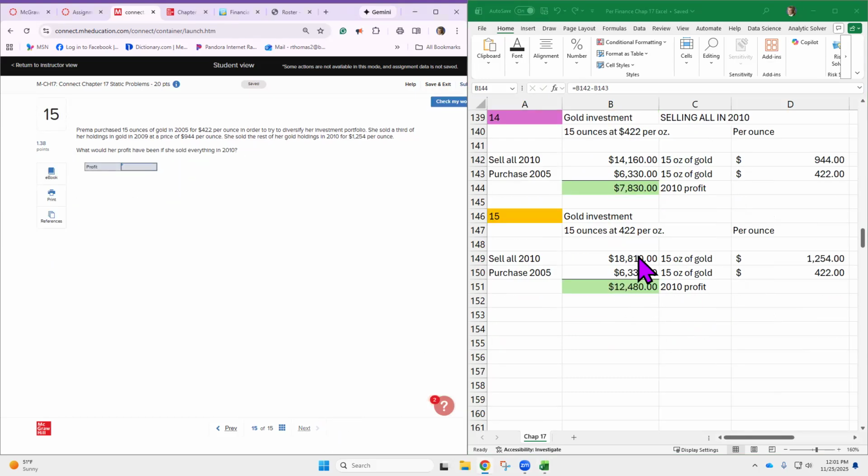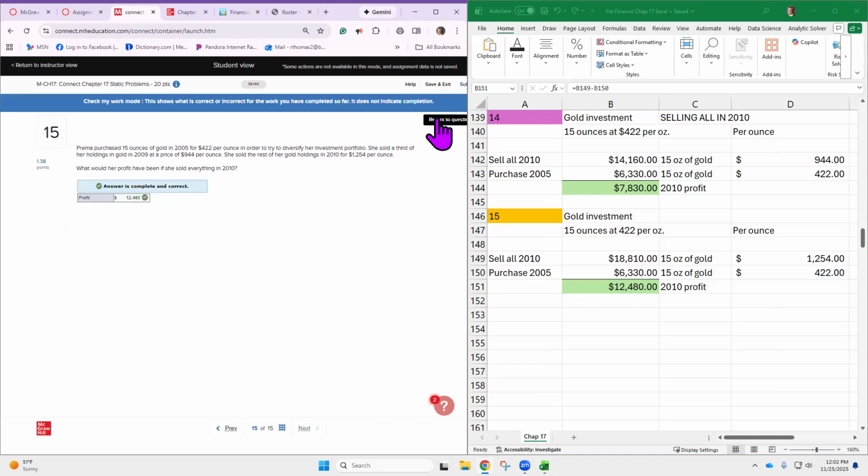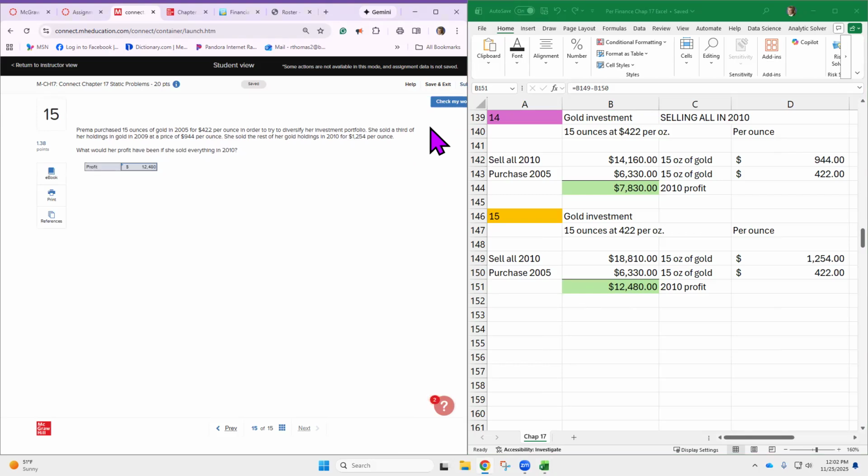So what about all of those ounces, right? Selling at a 12.54. Okay, and then that purchase. Yep. So here's where she would have made the most profit, right? By waiting to sell all of the 15 ounces in year 2010, when the price of gold was the highest at $1,254 an ounce. So she would have made $12,480 if she would have waited. But what if the gold price would have went down that next year? Then she would have made less. So there you have it.